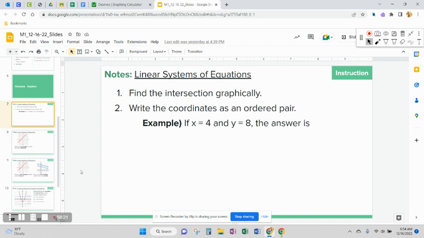So in your notes section here, there's a couple instructions on how to solve linear systems of equations. First thing we want to do is find the intersection graphically, then write the coordinates as an ordered pair. So for an example, when I say ordered pair, if I am given x equals 4 and y equals 8, we are going to write our answer as parenthesis 4, comma 8. Just like you write a coordinate on your graph.